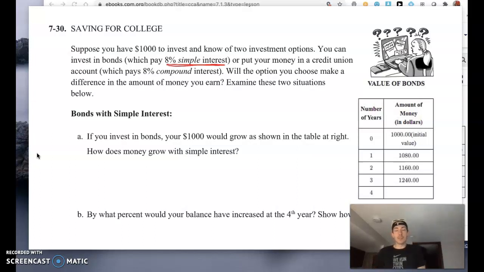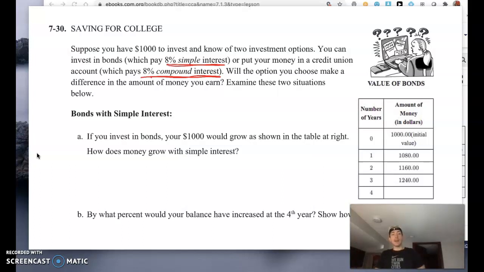The alternative is you can put your money in a credit union, which pays 8%. It looks the same, but this is compound interest, and that's going to be a bigger deal. Okay, it's going to grow differently because your interest will earn interest. Will the option you choose make a difference in the amount of money you earn? Examine the two situations below. Okay, so we're going to talk about bonds with simple interest.